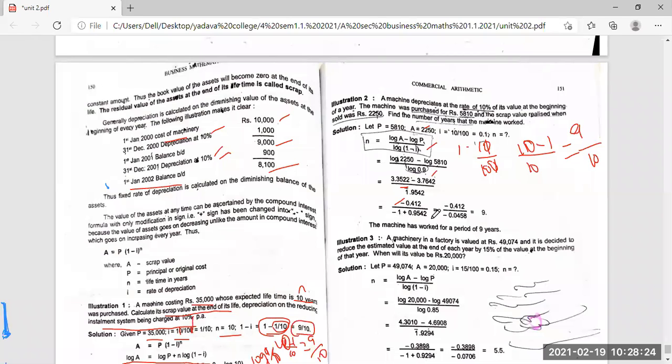Okay, so after splitting and subtracting, you'll be getting minus 0.0458. When we divide the two, 9 is the answer. So the period the machine worked is 9 years. So the value of N, that is the period of the machine, they have shown that it worked for 9 years.